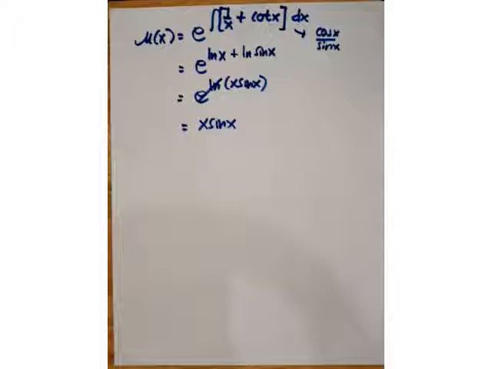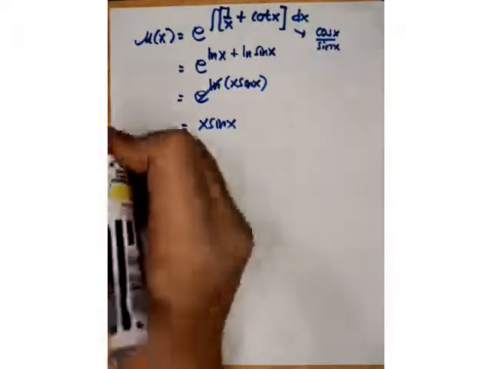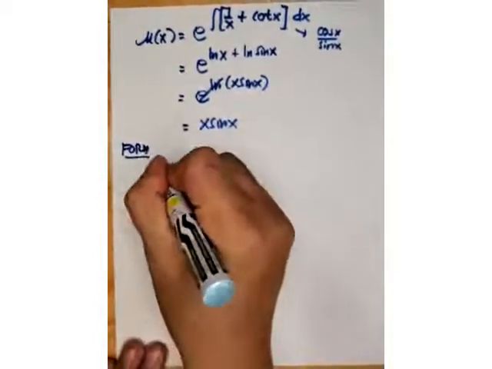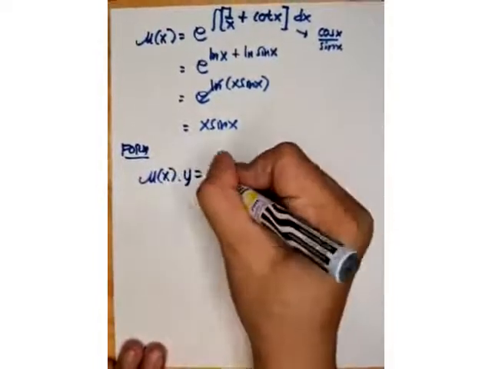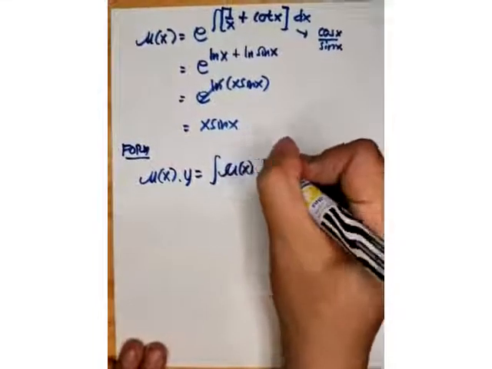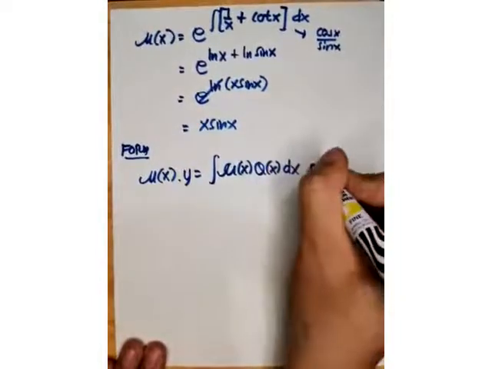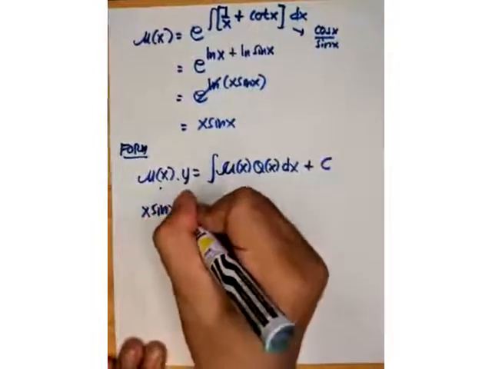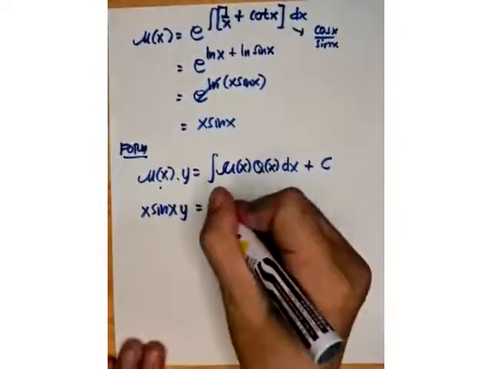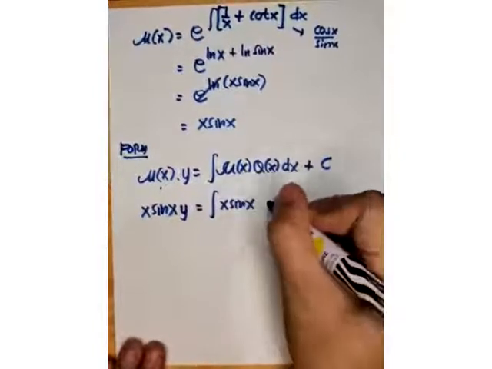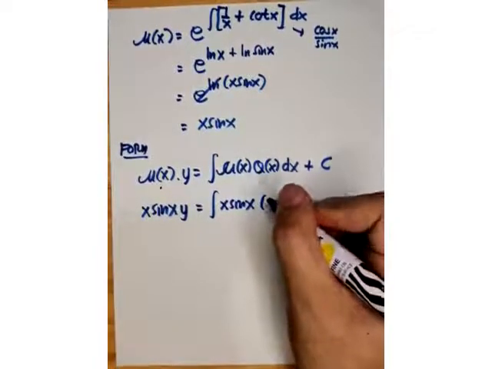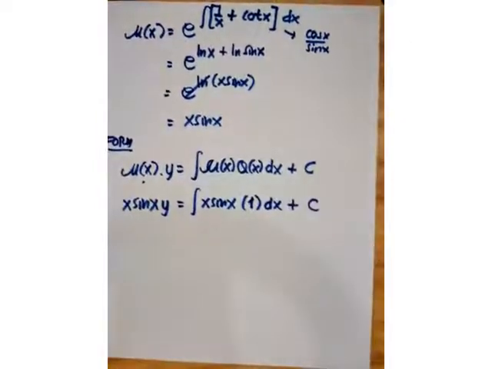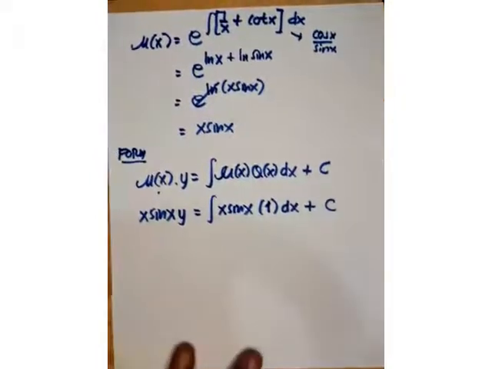Tama ba? Ayan. Okay, so let's apply our form. So the integrating factor times y is equal to the integral of the integrating factor times q of x dx plus c. So ang no ito is x sine x times y is equal to the integral of x sine x, and then q of x natin ay 1 dx plus c. Okay, ngayon, paano natin ito i-integrate?